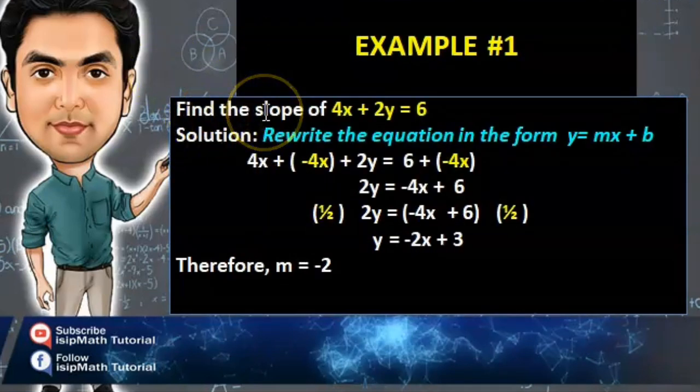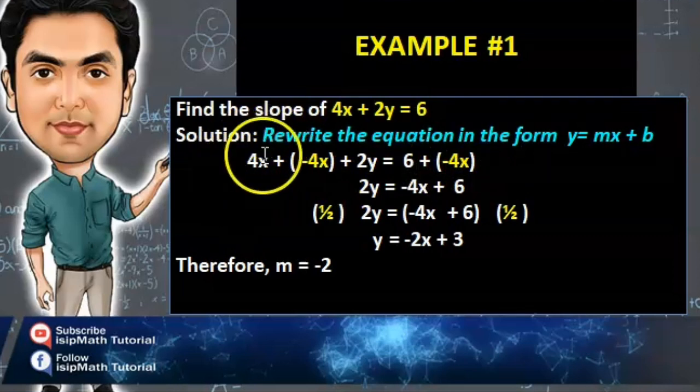So find the slope of the line given this equation, 4x plus 2y equal to 6. Since binigyan tayo ng general form, therefore i-rewrite lang po natin ito into the form of y equal to mx plus b para po makuha natin si slope. So this is 4x plus 2y equal to 6. So we're going to use the property of equality. We will add both sides by negative 4x. So magiging ganito na sa 4x plus negative 4x plus 2y equal to 6 plus negative 4x.